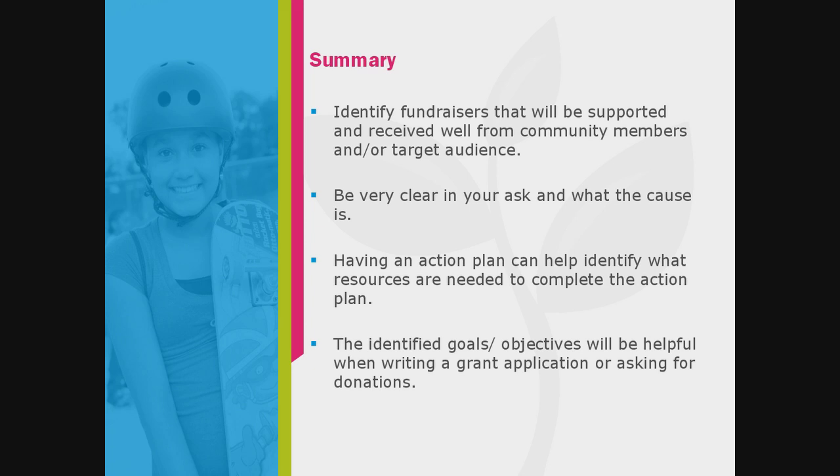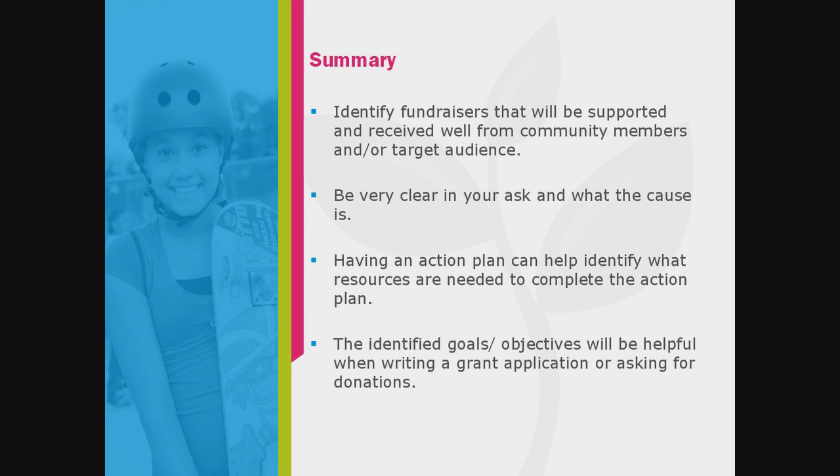All right. So then in summary, identify fundraisers that will be supported and received well from community members and or your target audience. So not all these ideas are going to work in every community, and that's okay. Tailor what you think is going to work best in your community. You are the expert within that community. Be very clear in your ask and what the cause is. Make sure that, like I said, you're able to tell that story, and that helps your cause and the ask kind of stand apart from others who might be fundraising as well.